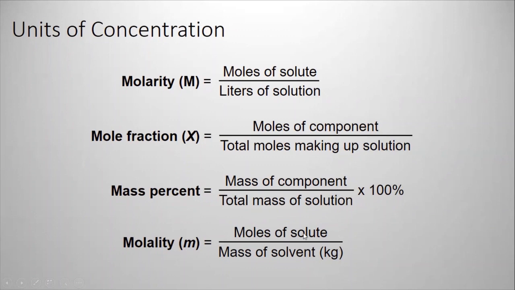Molality is moles of solute per kilogram of solvent. So this is specific for solvent, and this is specific for solution. The two main units are molarity and molality. So here's the equation. All you need to do is determine the moles and the volume of the solution, and that will get you the molarity. For the molality, you need to determine the moles of the solute and the mass of the solvent, and that will get you the molality.